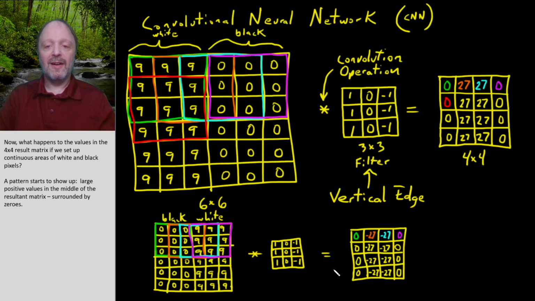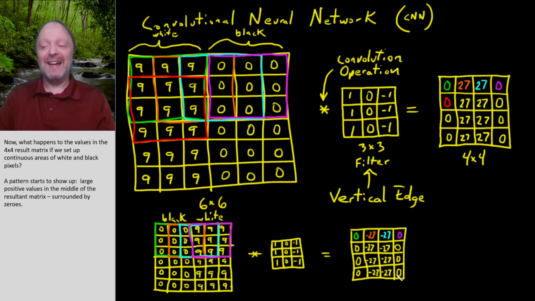So I'm going to let that sink in. What changed? A single vertical edge filter can not only detect that there is an edge, a transition, it can tell whether it's transitioning from light to dark or dark to light based on the values. If they're a large positive value, it's transitioning from white to black. If it is a large negative value, it's transitioning from black to white.